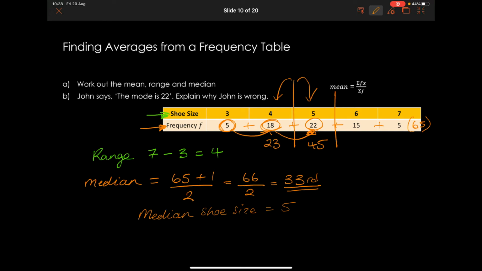So what we need to remember is that when we're doing averages, we are finding the average of the shoe size, or the average of a weight or a height. The frequency just tells us how many times it happened. So here, this range is size 4 shoe size. The median is the middle value. The middle shoe size was 5. And when we found the mean earlier on, it was a mean shoe size because you're doing an average shoe size based on the data.